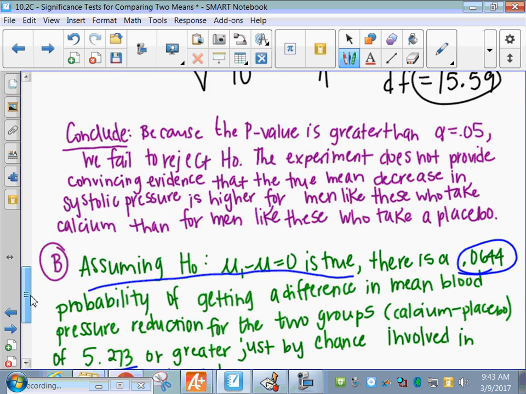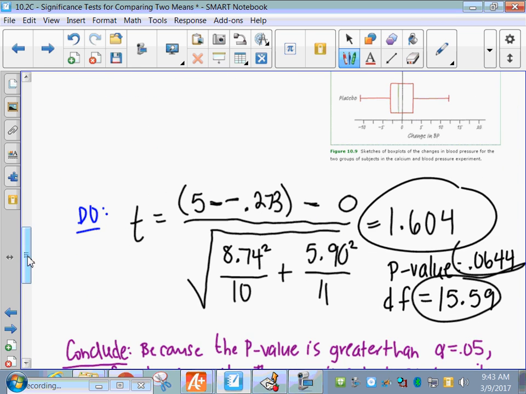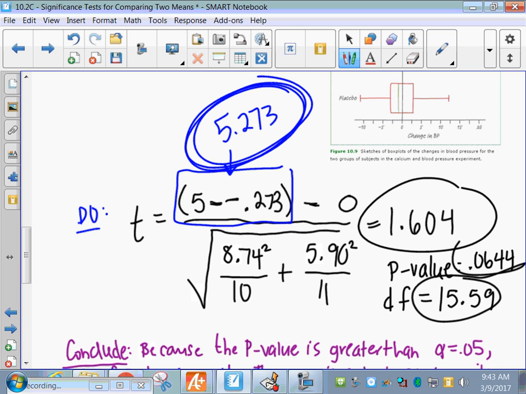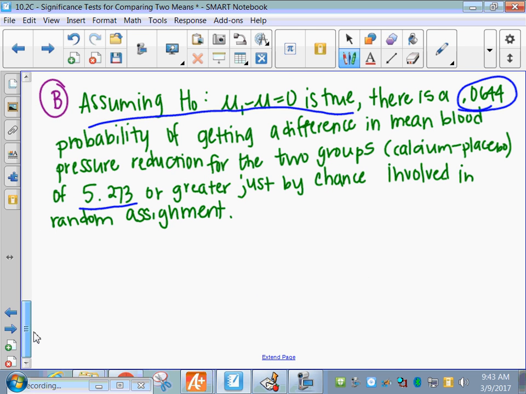Where'd that come from? Well, right here. This is what we got in the sample. When we subtracted, it ends up being plus, right? 5.273. How weird is it to get that difference? So this p-value tells us what the probability is that we get a difference that great, okay? So just by chance alone. So if the null is true, the p-value is the probability of getting the difference that you found in the sample. Does that make sense? Okay.